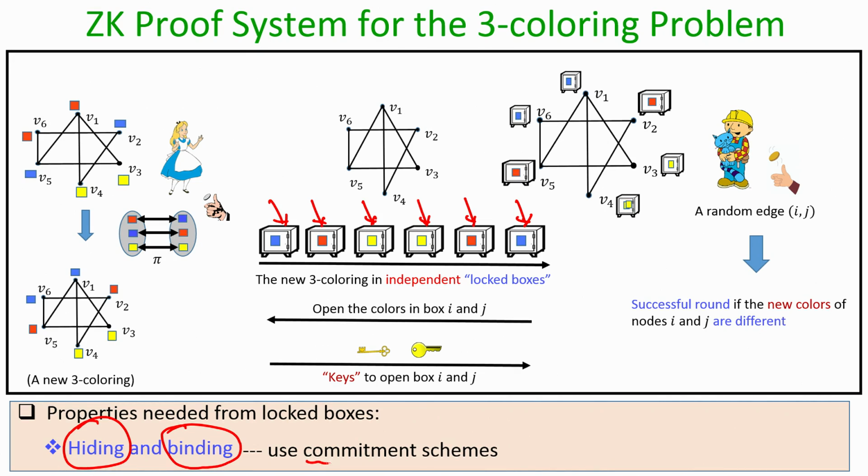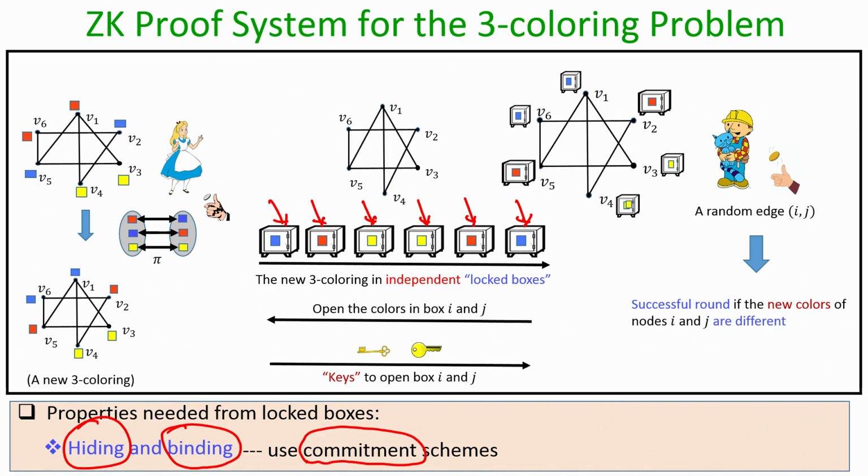Basically, we can use a commitment scheme. That means what Alice has to do is, in each round, compute a new 3-coloring, and commit to the new colors of the vertices using any commitment scheme. And when Bob challenges her to open the new colors of the ith node and the jth node, Alice has to give the opening information corresponding to the ith commitment and the jth commitment.